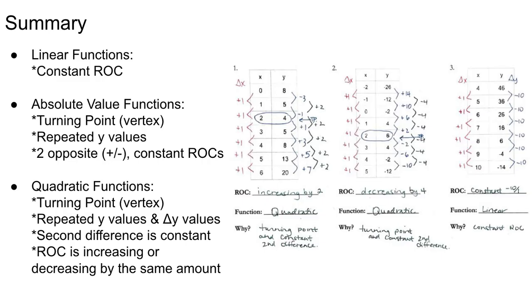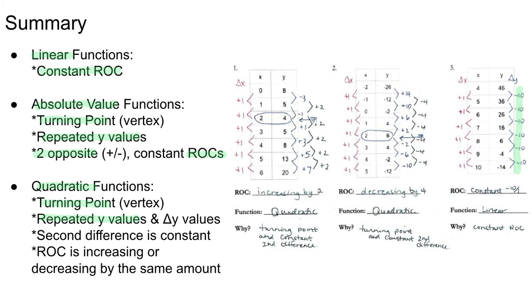To summarize our big idea so far, linear functions have to have a constant rate of change, like you saw over here in question 3. Absolute value functions, we didn't have in these three examples, but you could have them in this assignment. They're always going to have a turning point. You will notice some repeated y values, but there are just two different rates of change and they're opposite.